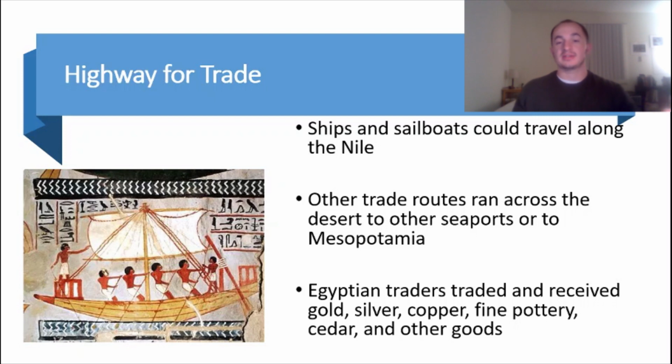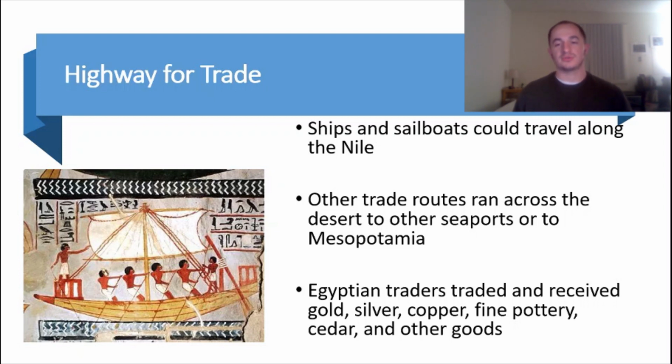And then, as I was saying earlier, other trade routes ran across the desert to other seaports, or to Mesopotamia and modern day places like Iraq and Iran, where there is another major river valley civilization. So we see that people along the Nile River could use the Nile River to get towards Mediterranean seaports, or travel not too far towards the Red Sea and seaports there.